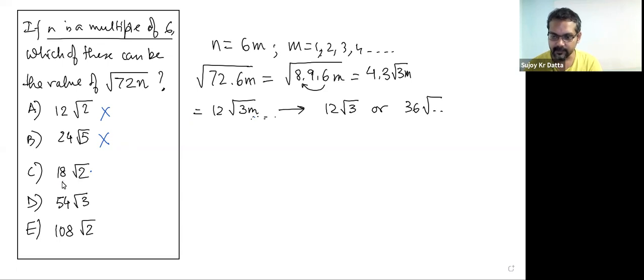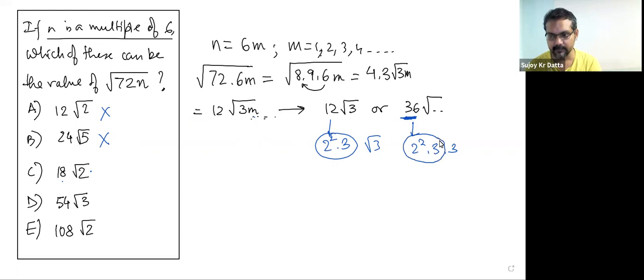In option C, the 3 is not inside, but the 3 is actually outside. But unfortunately, there is a 2 less, because if the 3 were to go outside, as we said, there must be 36 here, not 18, because 18 means a 2 is missing, and we already had 12 as 2 squared, right? 2 squared times 3 outside times a root 3. Here 2 squared times 3 times a 3. This 2 squared times 3 must be there. 18 is 2 times 3 squared, so there's a 2 missing. And same thing here as well. In 54 also, it is 2 times 3 cubed, so still there is a 2 missing.